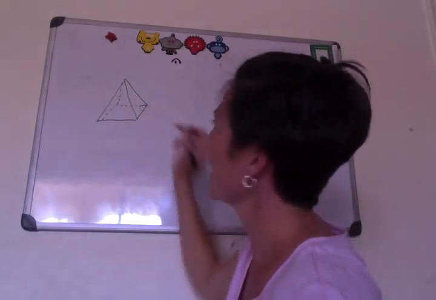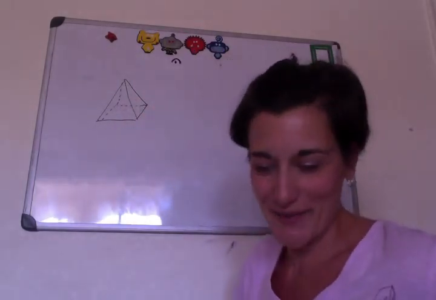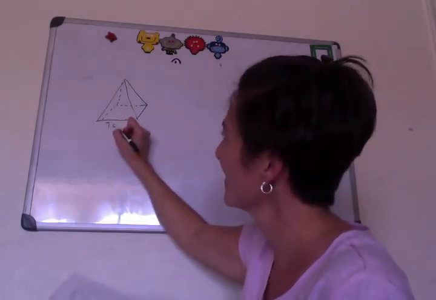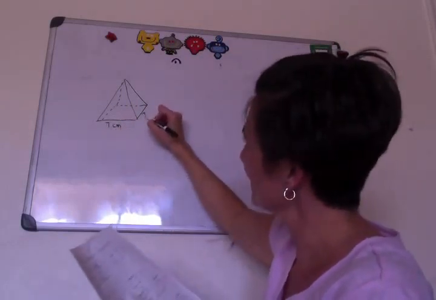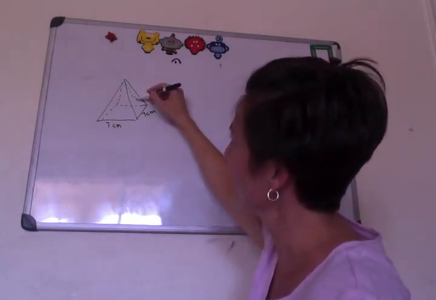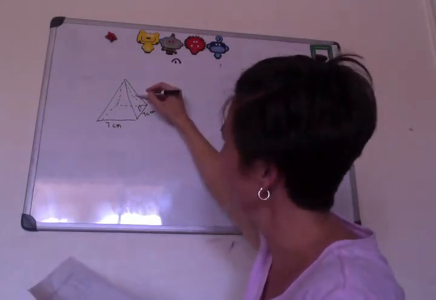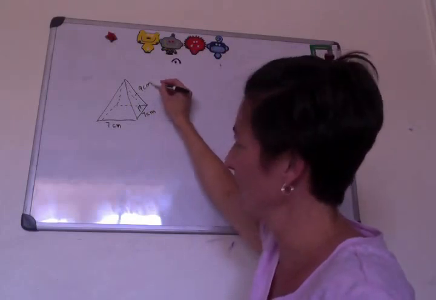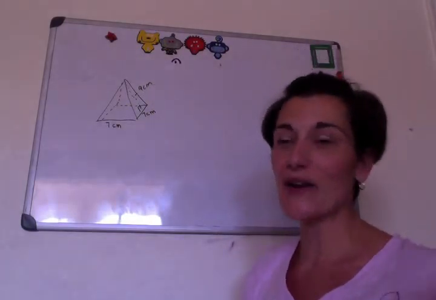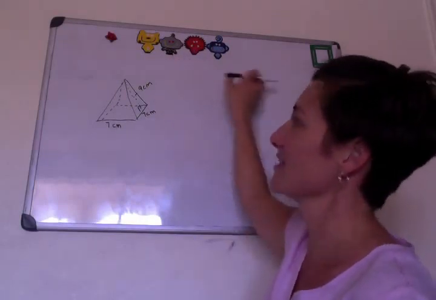Now here's my favorite. All right, so here's my pyramid. So let me give you some dimensions with that. All right, so we have 7 centimeters, 7 centimeters, and then they're going to give you a slant height of 9 centimeters. Okay, so what are we going to do with this? How are we going to figure out the surface area of this pyramid?